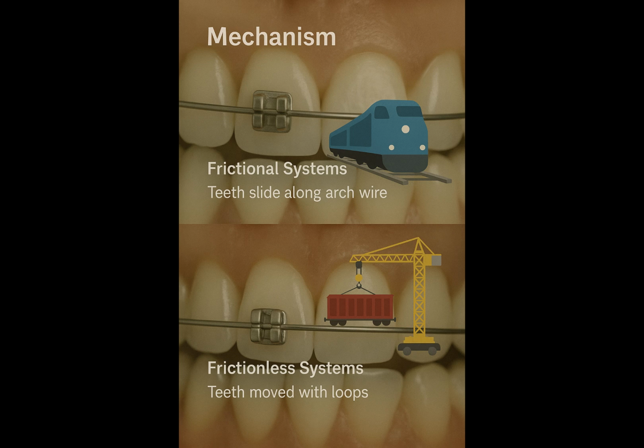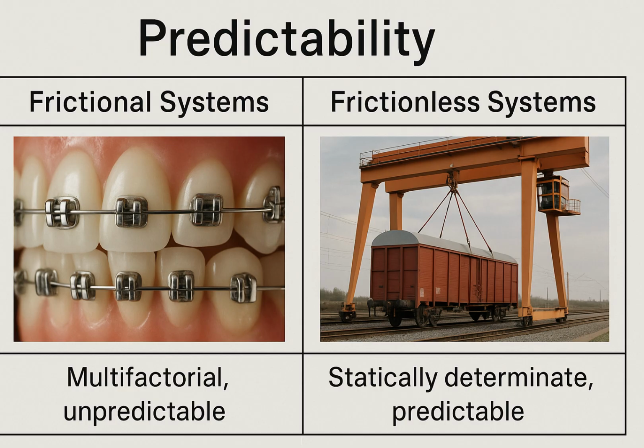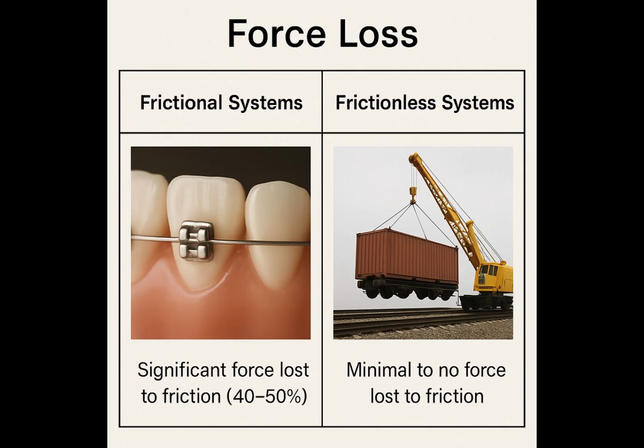Frictional systems versus frictionless systems. Mechanism. Frictional systems: teeth slide along arch wire, train on rails. Frictionless systems: teeth moved with loops, crane moving train car. Predictability. Frictional systems: multifactorial, unpredictable. Frictionless systems: statically determined, predictable. Force loss. Frictional systems: significant force loss to friction, 40–50%. Frictionless systems: minimal to no force loss to friction.